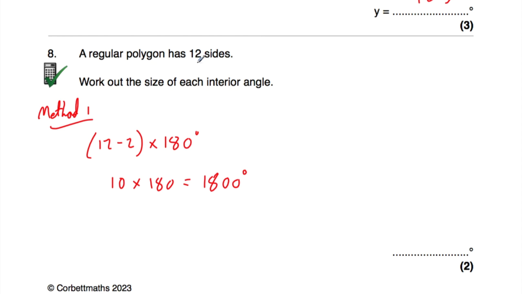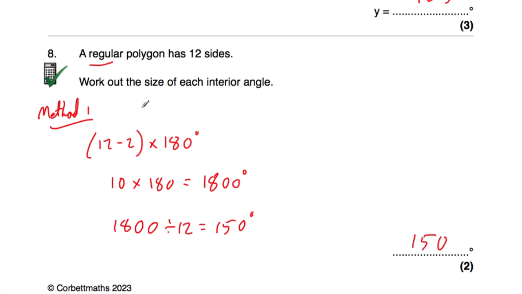Now, if there's 12 sides, there's 12 angles, so that means if we divide this by 12, we can find the size of each interior angle. So if we do 1,800 divided by 12, that will tell us the size of each interior angle because they're all the same size because it's regular. So if we do 1,800 divided by 12, that's equal to 150. So that means each interior angle is 150 degrees. So that's our answer, 150 degrees.